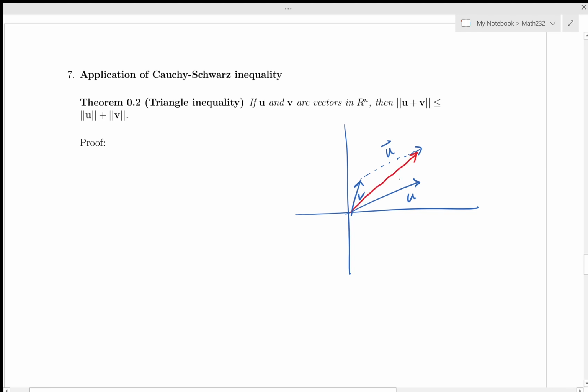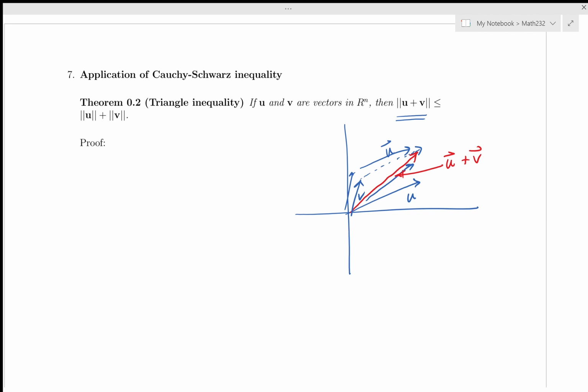And this guy here is u plus v, and what we're saying is that the norm of u plus v is less than or equal to the norm of u plus the norm of v. So we're saying if we walk along this way, it's shorter than if we walk this way plus this way. Okay, that's the triangle inequality. Any two sides, if I add up the distance on any two sides, it's more than the distance on the third side. Okay, we want to prove this.